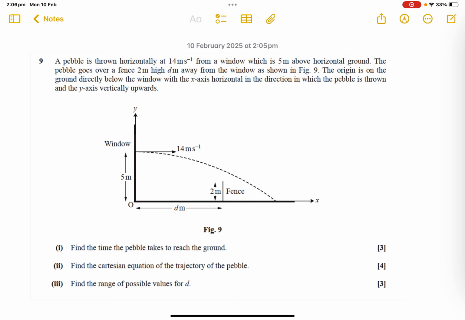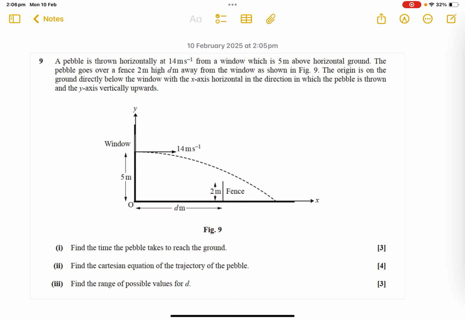A past question on mechanics. A pebble is thrown horizontally at 14 meters per second from a window which is 5 meters above the horizontal ground. The pebble goes over a fence 2 meters in height and d meters away from the window as shown in the figure. The origin is on the ground directly below the window with the x-axis horizontal in the direction in which the pebble is thrown and the y-axis vertically upwards.